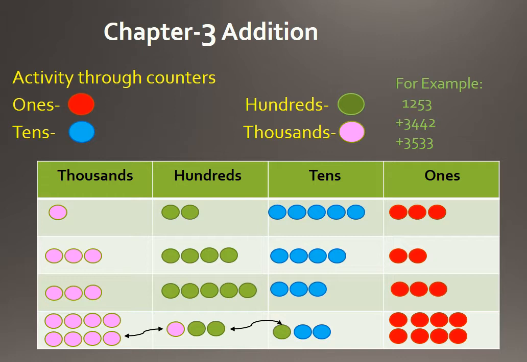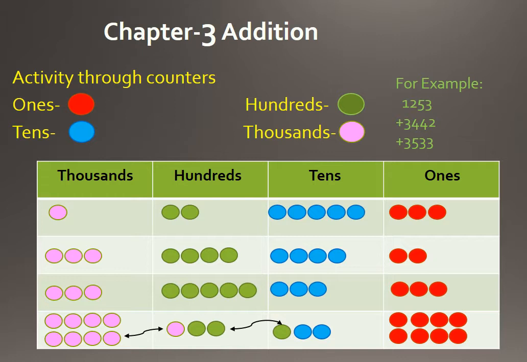Now our third number is 3533. 3000 will be represented by 3 pink counters, 500 by 5 green counters, 30 by 3 blue counters and 3 by 3 red counters. Our numbers are now arranged. We always start our addition from ones place.